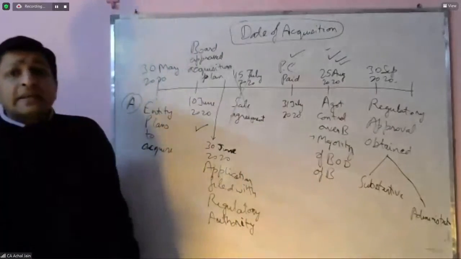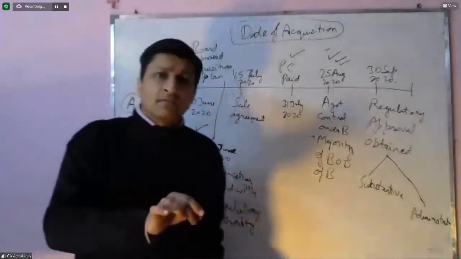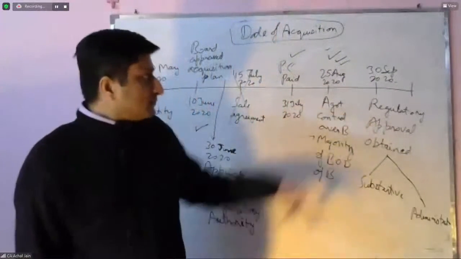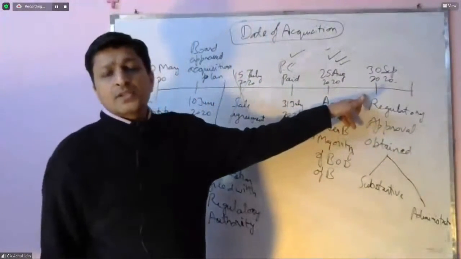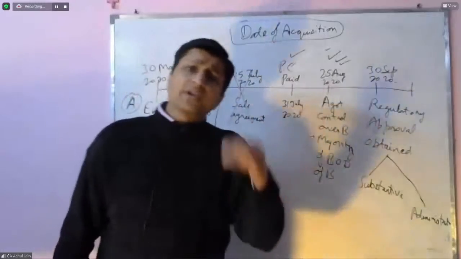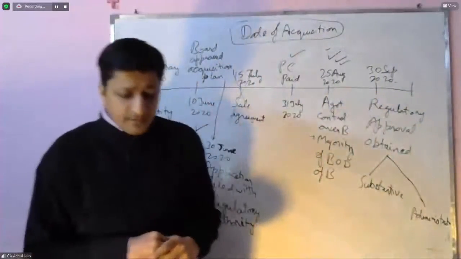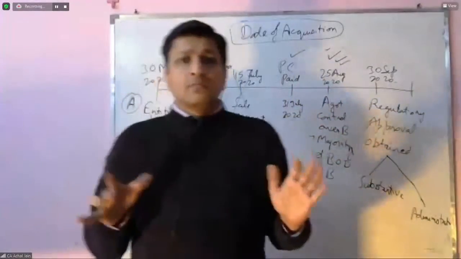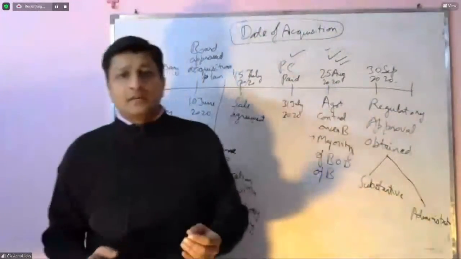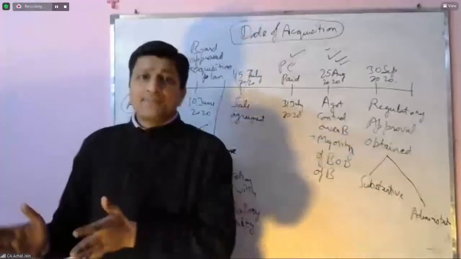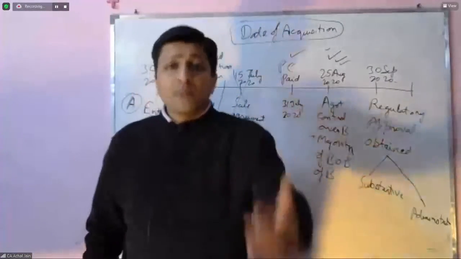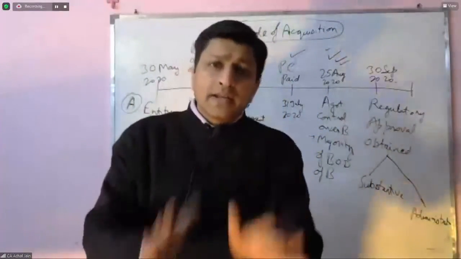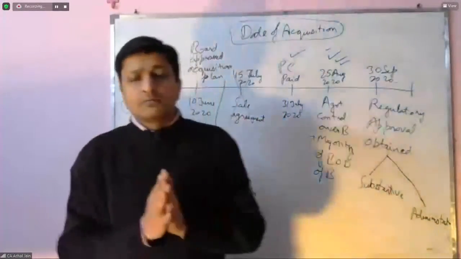Because if the regulatory approval is substantive, then till the time regulatory approval is obtained, we cannot do business combination accounting. But if it is only administrative, it means that sooner or later this regulatory approval will come. It's more of a formality. It will take time. It may take a few months, a few days, or a few weeks. But we are sure that regulatory approval will come for sure.